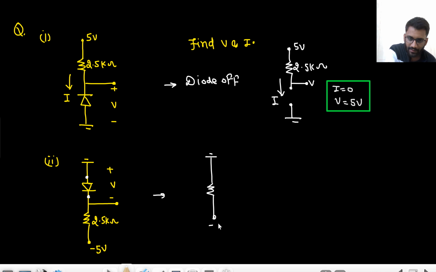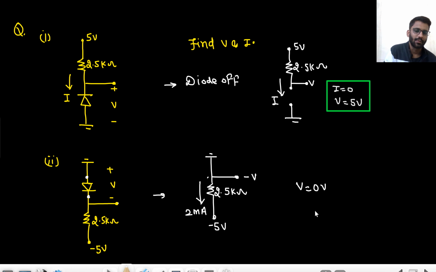This is your minus 5 volt. This is your 2.5 kilo ohm. And this is the potential they are referring to. If this is ground, look, if this is ground, this potential is going to be minus V, right? And since minus V is equal to 0, V will also be equal to 0. And what is the value of the current? This is 0 potential, this is minus 5 potential. That means the current is flowing from here to here, that is 2 milliampere. Okay, so the current flowing is 2 milliampere and V is equal to 0 volt.